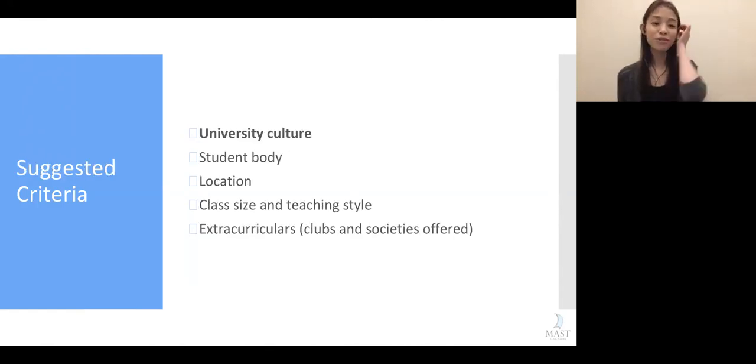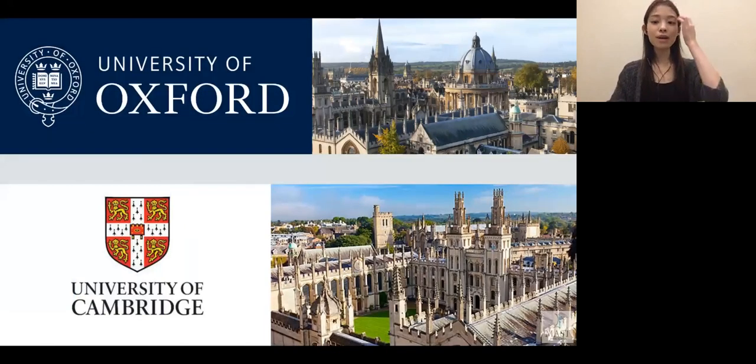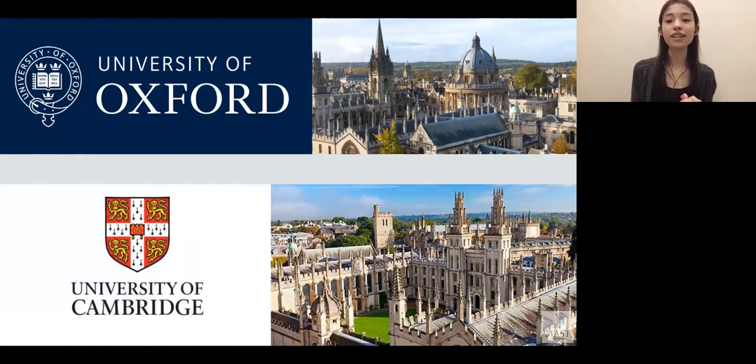And then I'll move on to suggested criteria. So these are some of the things that I suggest you look at before you pick your universities. So first is the university culture. What I mean by this is what kind of people are at the university and what kind of vibe does the university give you? So, for example, the University of Oxford and the University of Cambridge would be very much academic. They would obviously focus a lot on academics and how well you do. And also they're known for being very posh and prestigious.